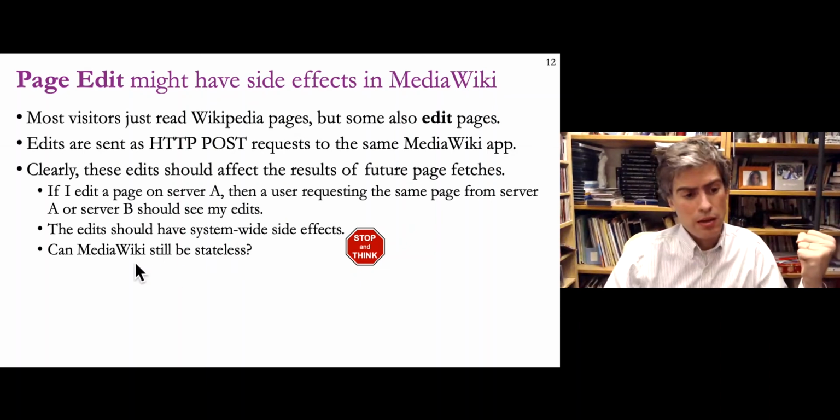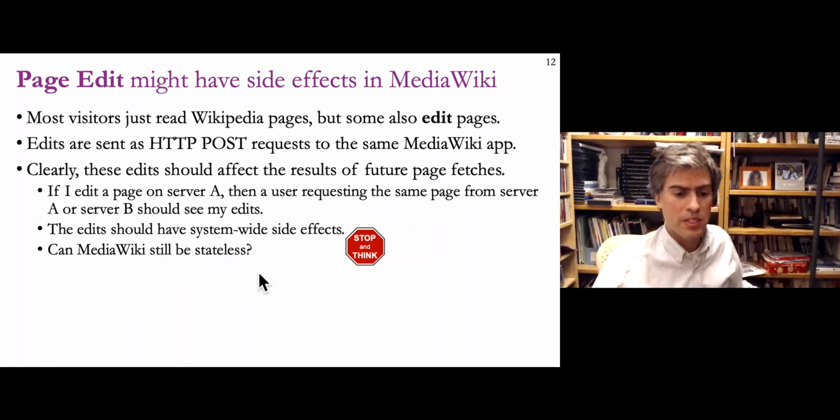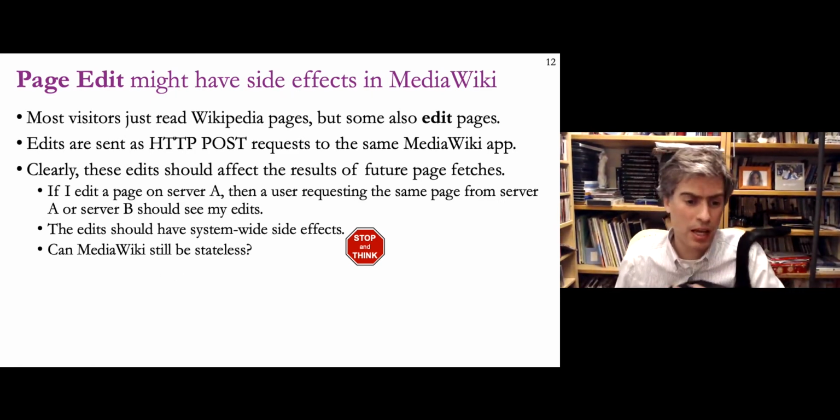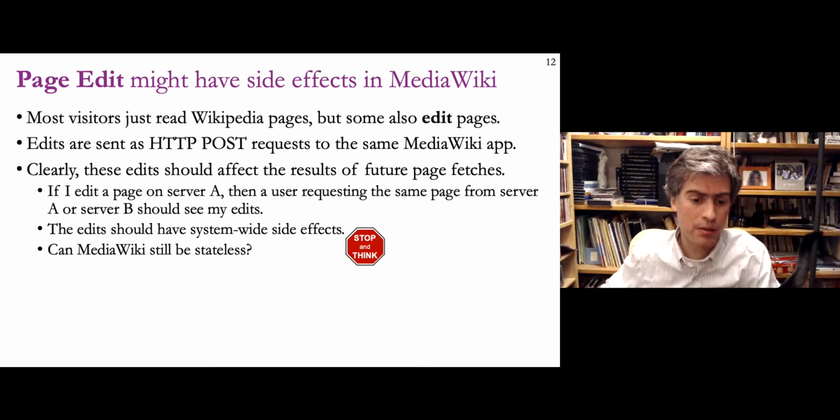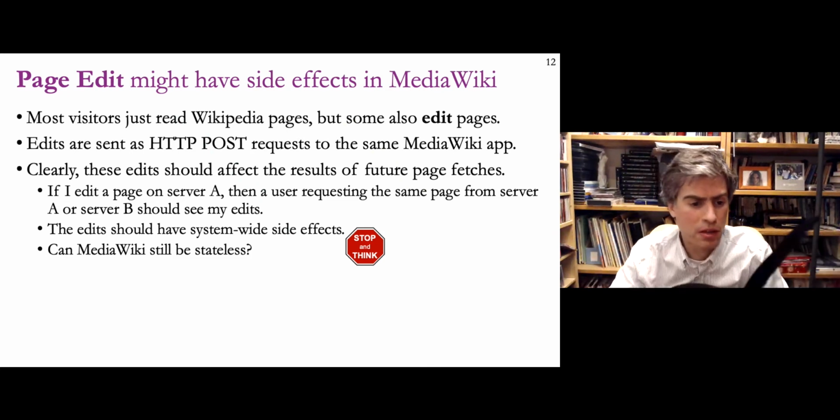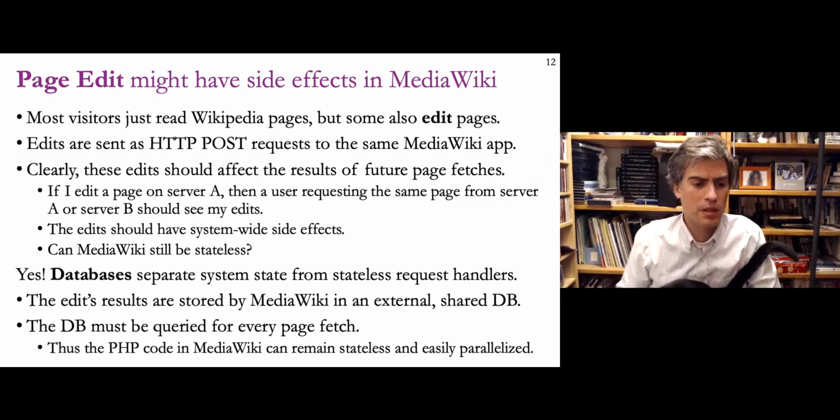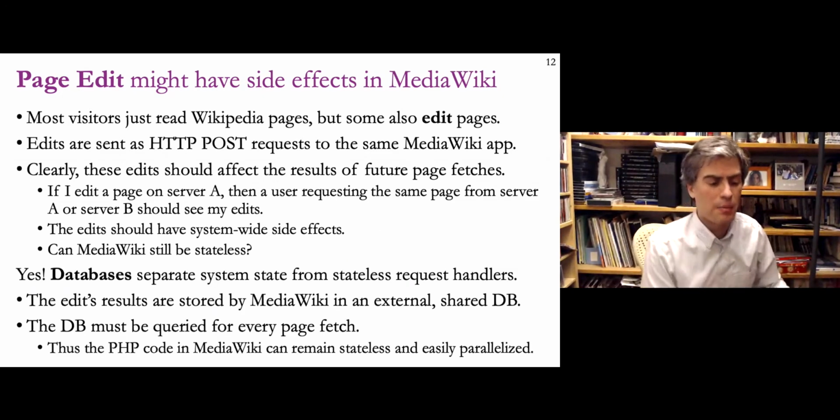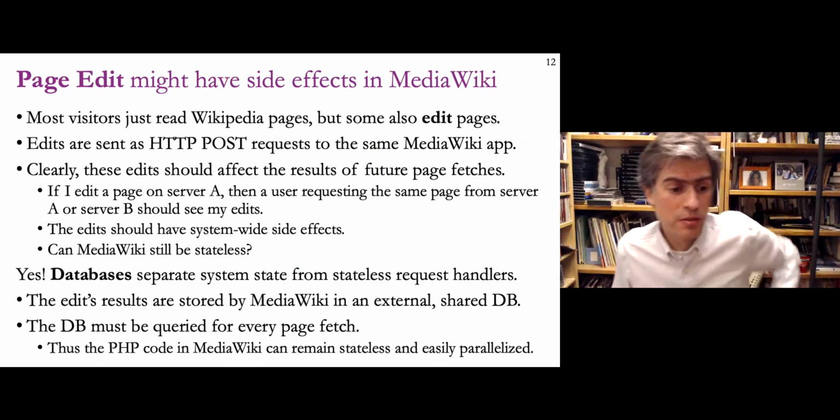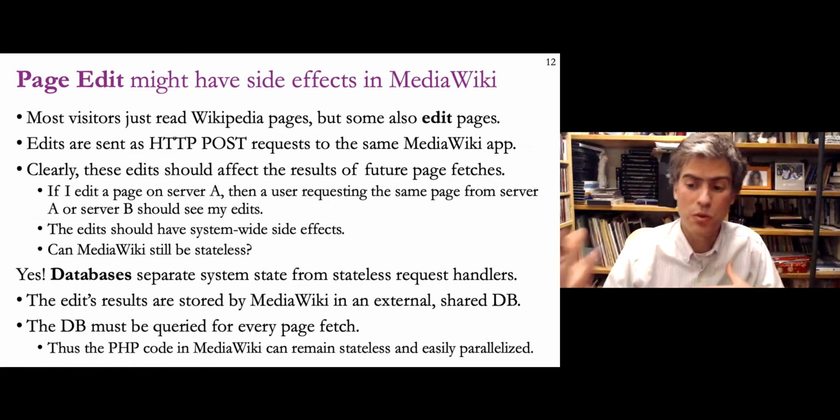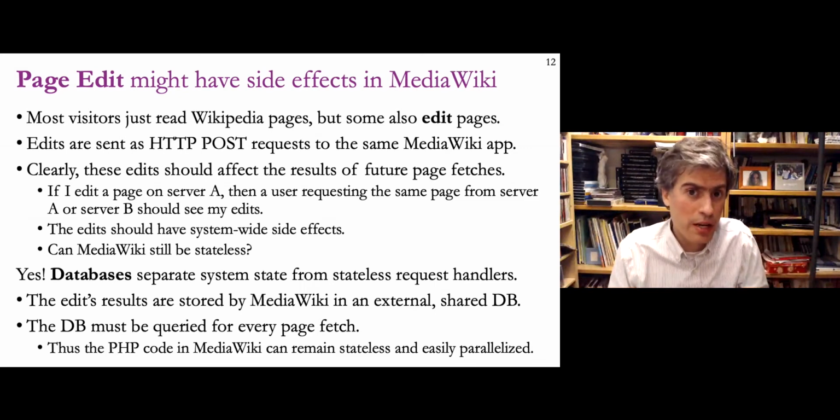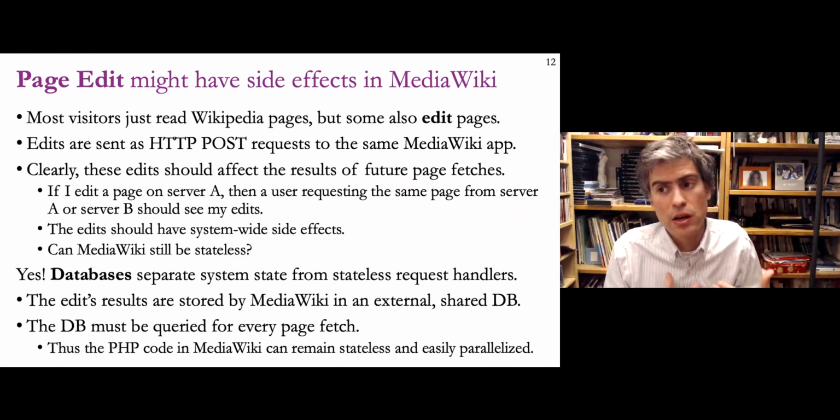But is there a way we can implement that while still making MediaWiki stateless? MediaWiki is the application that is implementing the back-end logic of Wikipedia. So stop and think about that. How can we do that? And how do we handle the propagation of these edits in general? There are many different approaches, and it's okay if you can't think of it, but a simple answer is that you can solve this problem by using a database. A database is a way to separate system state from stateless request handlers, or in general, a database is a central repository for data that's designed to be efficient in terms of both storage and access.